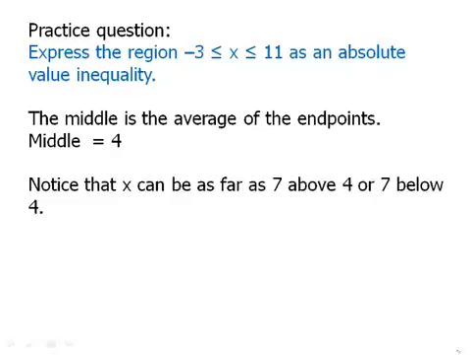So if the midpoint is 4, how far do we go in either direction? Notice that x can go as far as 7 above 4, which is 11, or 7 below 4, which is negative 3. Notice also that those endpoints are included, so the distance can be less than 7. The distance can also be equal to 7. It can go a distance of 7 away from 4, and that's still included. So the distance from 4 is less than or equal to 7. And that's the absolute value inequality expression of that same region.